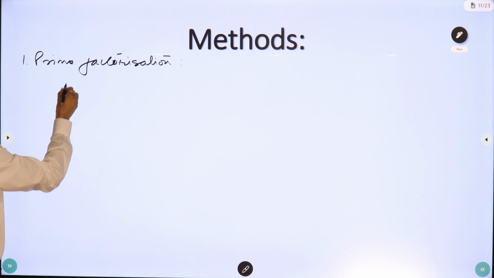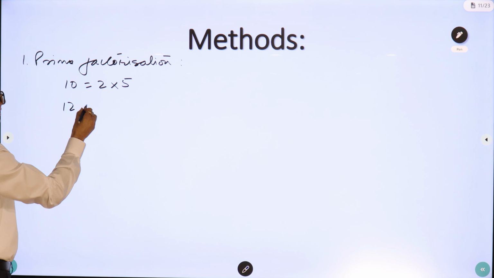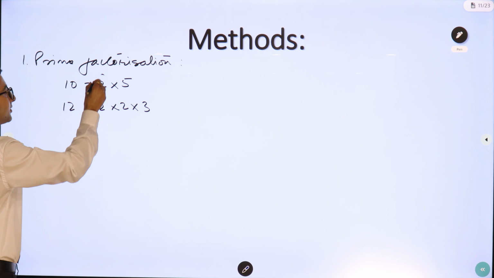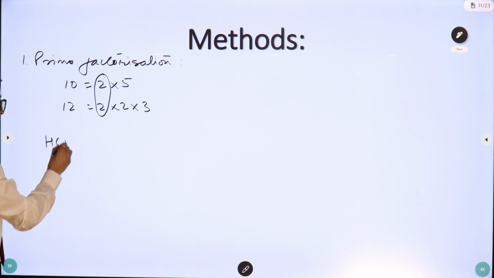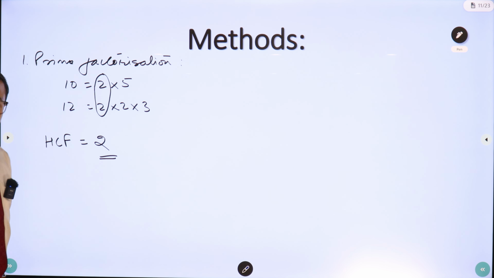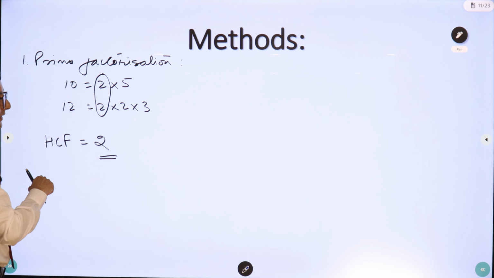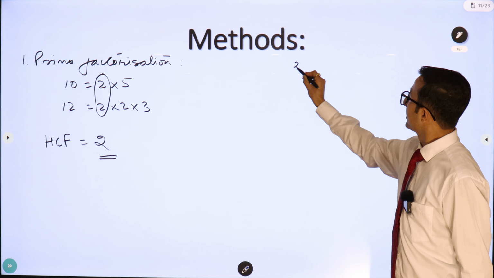So we'll write the same. 10 can be written as 2 into 5. 12 can be written as 2 2s are 4, 3s are 12. To find the HCF, just we will take the common of them. So whichever will be the common, that will be the HCF. That's all. If there is another number also in this, the product of those common numbers will be the HCF. And division method is the second method.